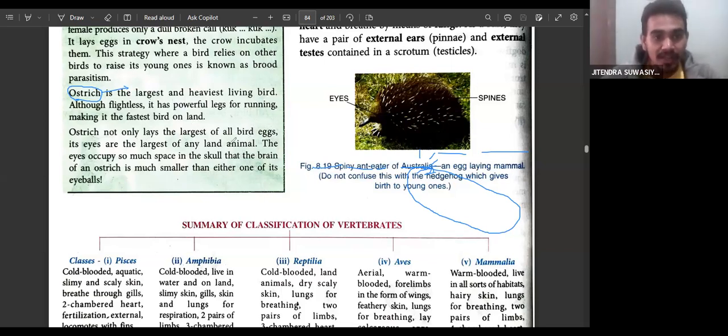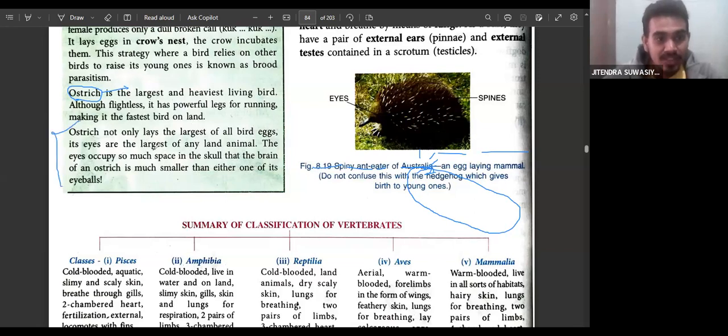So the ostrich not only lays the largest of all bird eggs, its eyes are the largest of any land animal. The eyes occupy so much space in the skull that the brain of an ostrich is much smaller than either one of its eyeballs. So it is a very amazing bird.